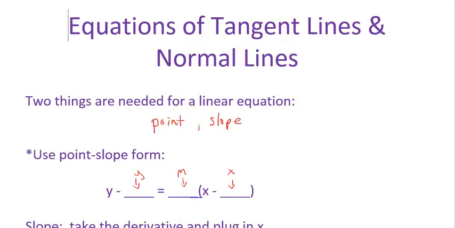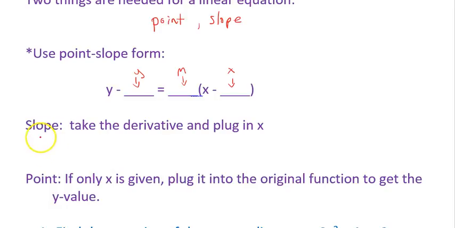Okay, the way we're going to get those things, since we're in calculus, we are going to get the slope of our tangent line by taking the derivative and plugging in x, because the derivative is the slope of the tangent line, and we're going to be wanting it at a specific point, so we will plug in the x value of that point, and that will give us the slope right there.